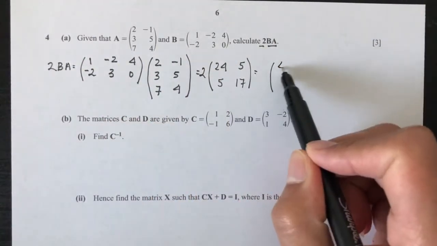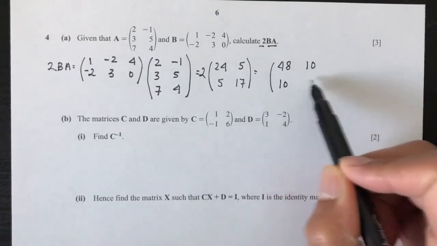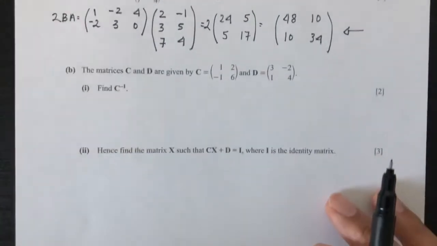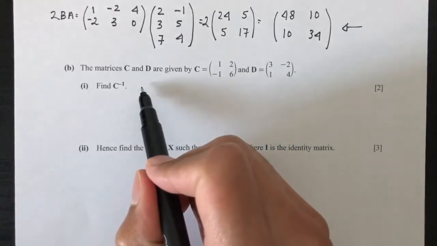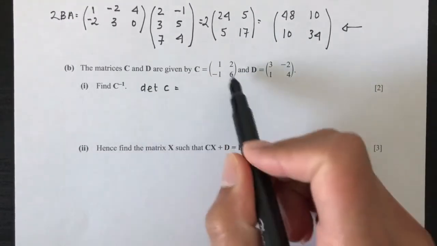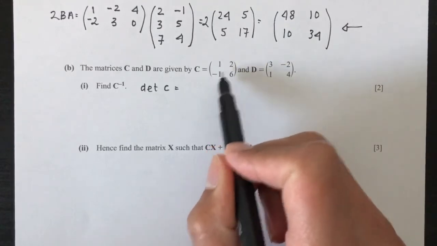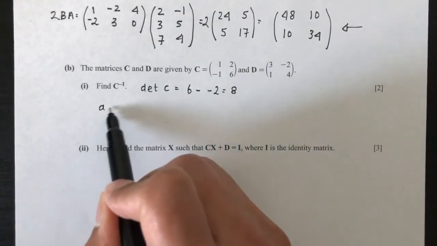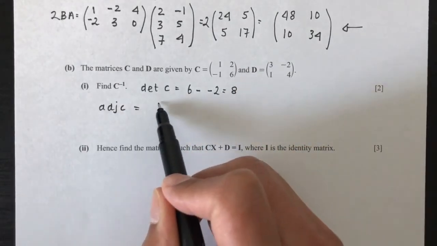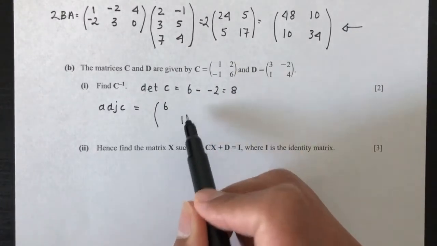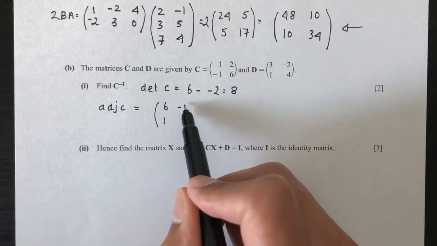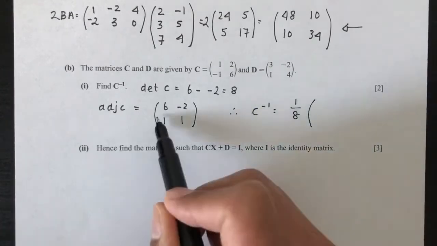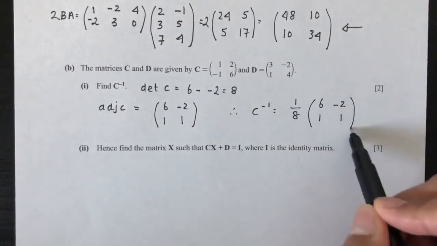That should be 48, 10, 10, and 34. So this is your answer for part A. Now for part B, we have to find C inverse. To find the inverse of C, we first find the determinant of C. So first we cross multiply: 1 times 6 is 6, minus 1 times 2 is minus 2. That will be 8. Now what is the adjoint matrix of C? Switch these two, that will become 6, 1, and switch the sign of these two, that will become 1 and minus 2. So C inverse is equal to 1 over the determinant times this matrix, 6, 1, minus 2, 1.